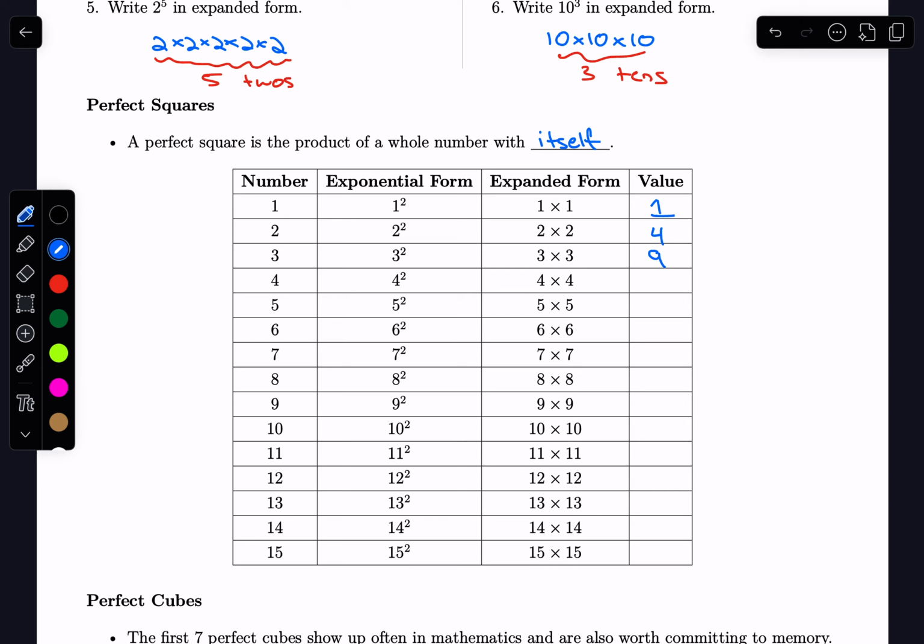All right, next one, 4 times 4 is 16. 5 times 5 is 25. 6 times 6 is 36. 7 times 7 is 49. 8 times 8 is 64. 9 times 9 is 81. 10 times 10 is 100. 11 times 11 is 121. 12 times 12 is 144. 13 times 13 is 169. 14 times 14 is 196.